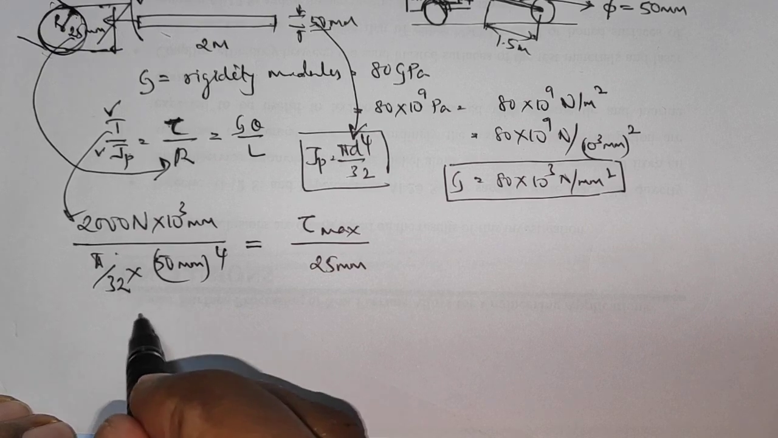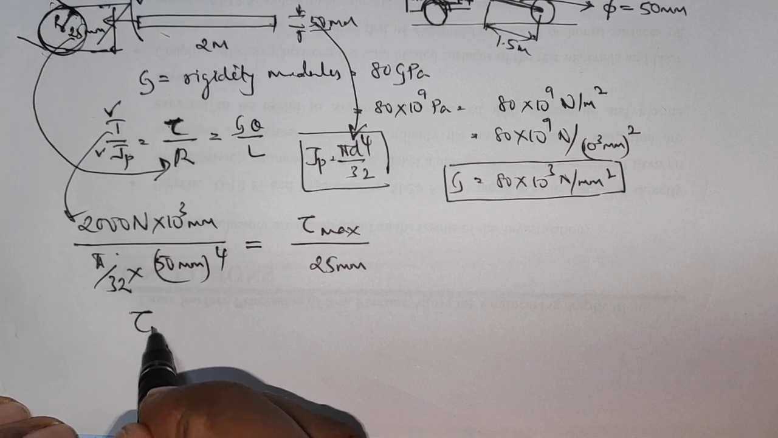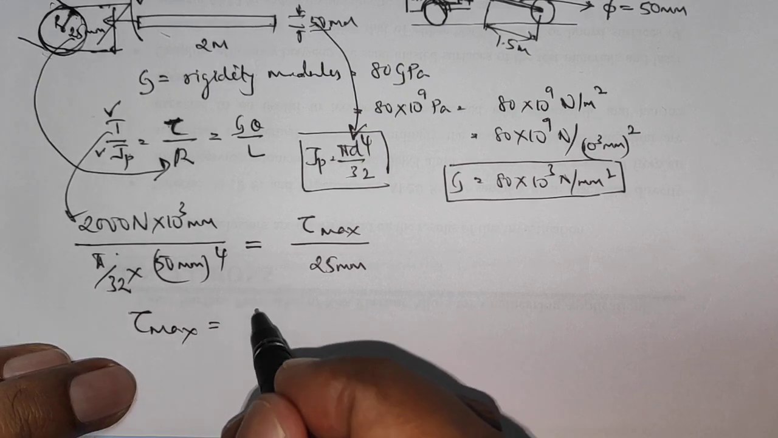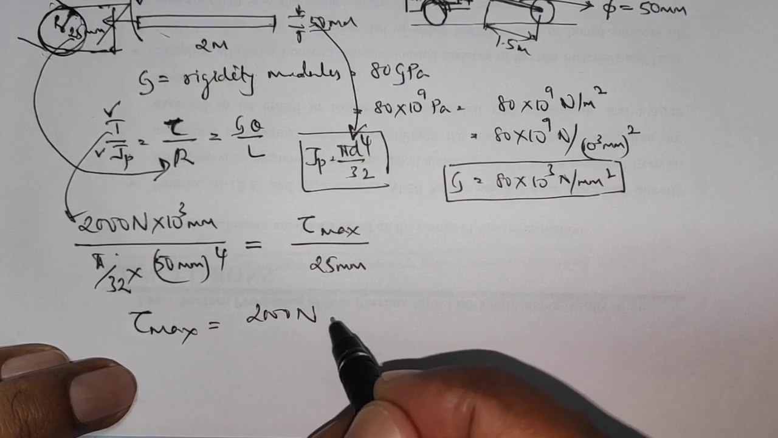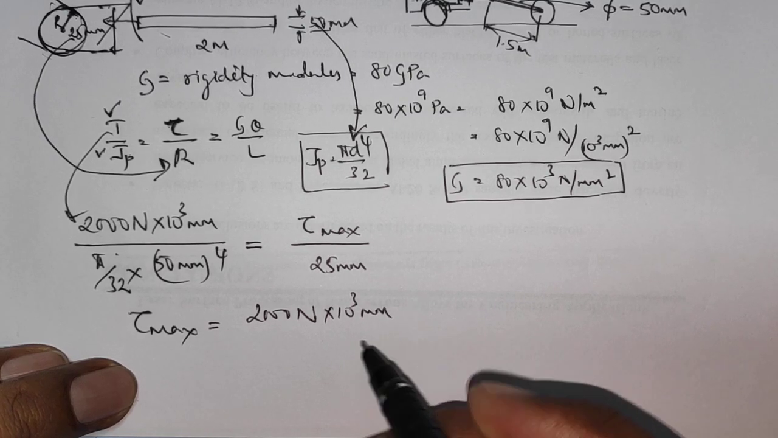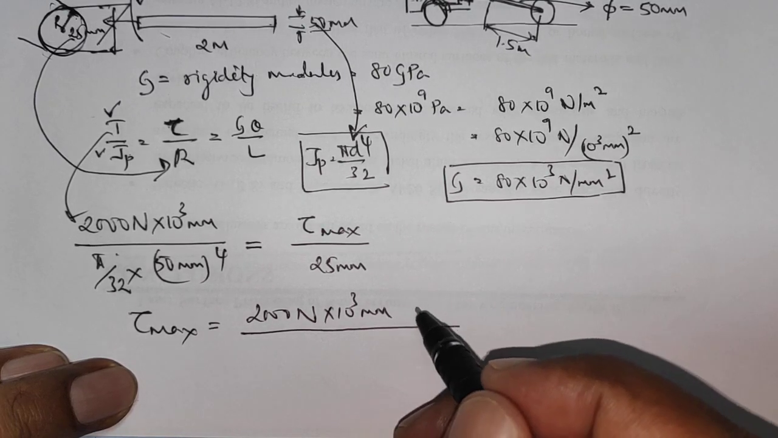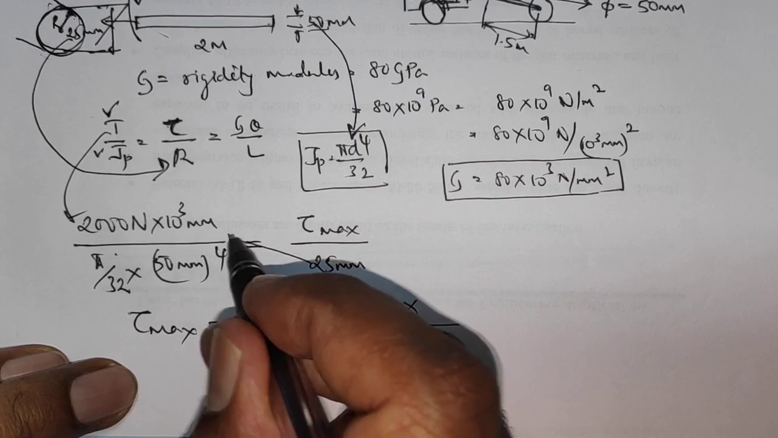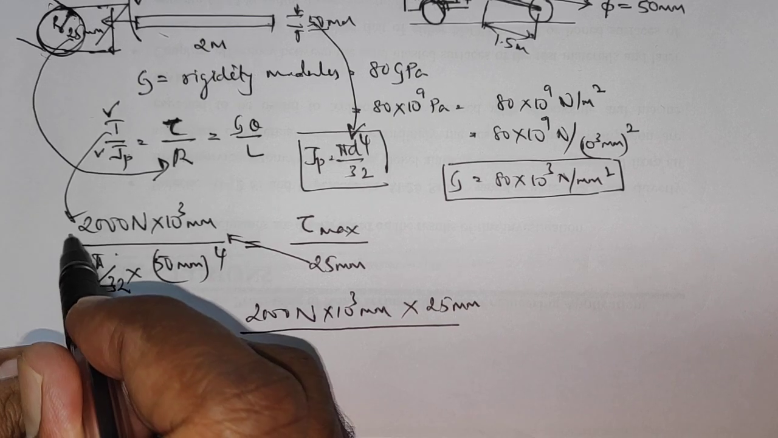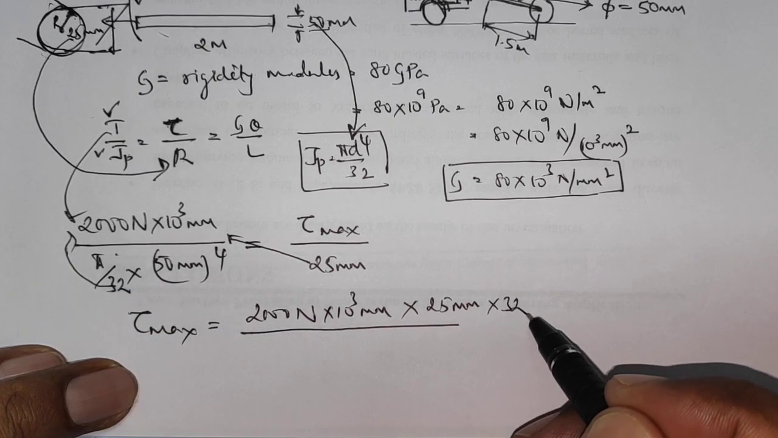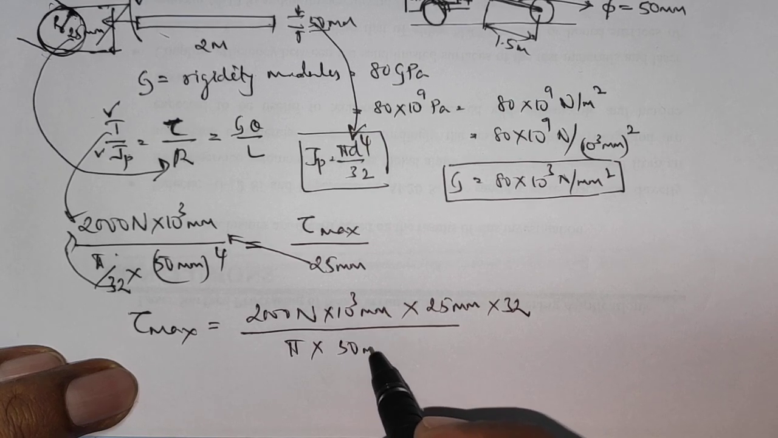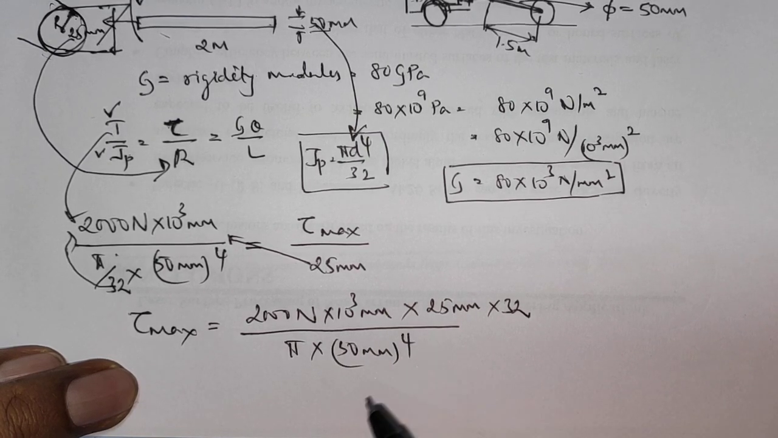Now let us find out tau max. Tau max is equal to 2000 Newton into 10 to the power of 3 millimeter, multiplied by, taking this onto the other side, 25 mm. This can be taken to the numerator, multiplied by 32 divided by pi divided by 50 mm to the power of 4.